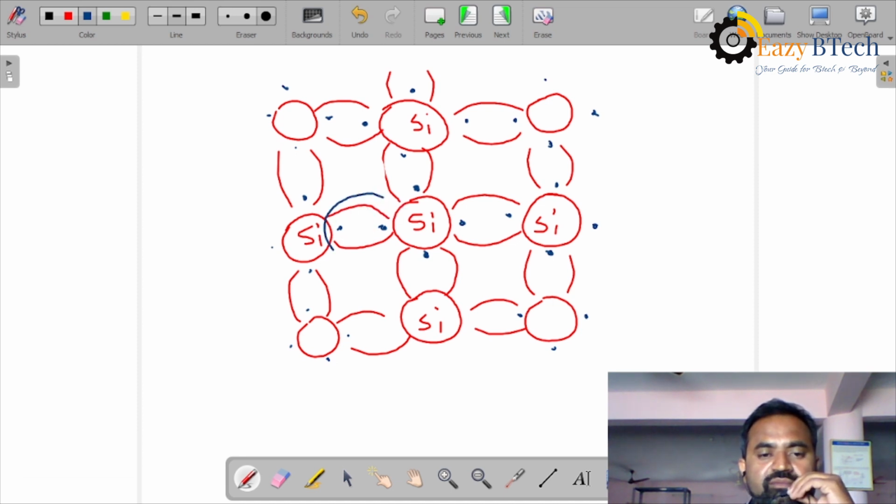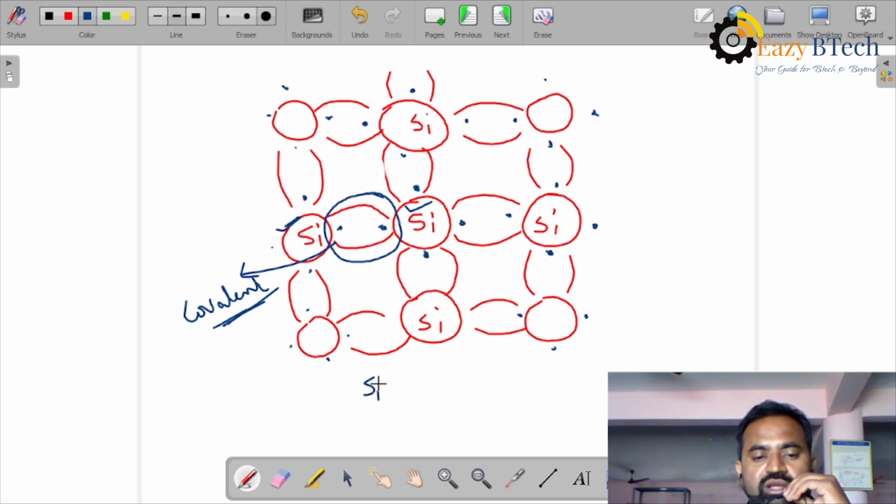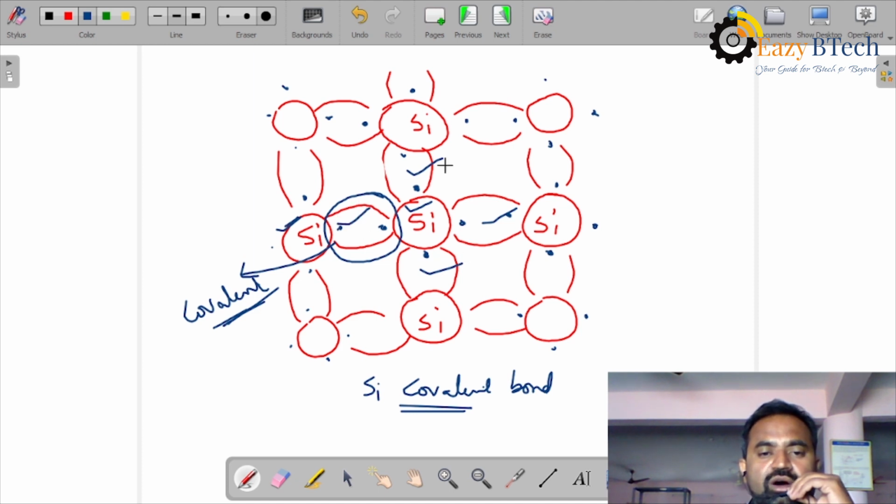Now you can see, this and this silicon atom are sharing electrons. This we will call a covalent bond, which is a strong bond. Okay, now you can see in the structure, this is the silicon covalent bond structure. All these covalent bonds are completely paired and filled. These 4 electrons and these 4 electrons are completely bounded.